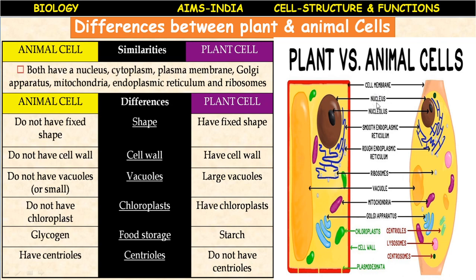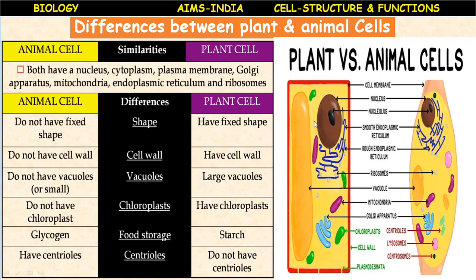So cell membrane, nucleus, nucleolus, smooth endoplasmic reticulum, rough endoplasmic reticulum, ribosomes, vacuoles, mitochondria, Golgi complex. These are all the common structures in both plant and animal cells. So let us see the differences now.